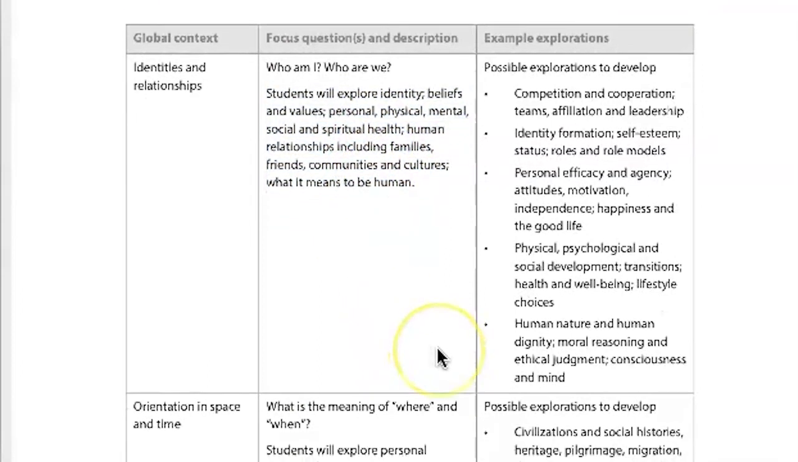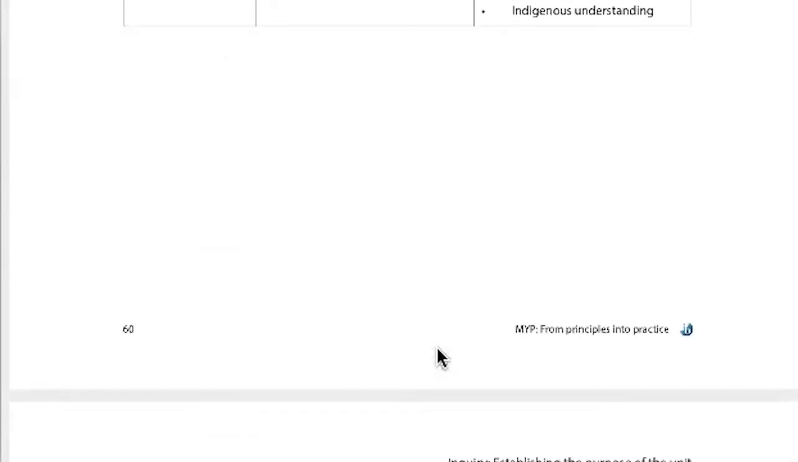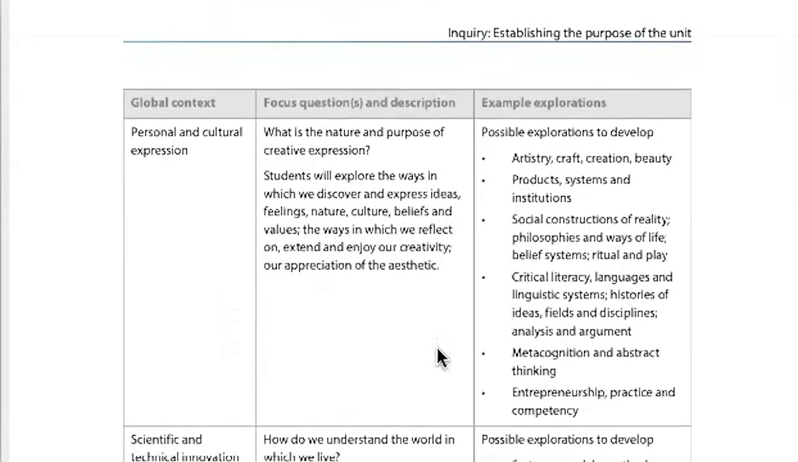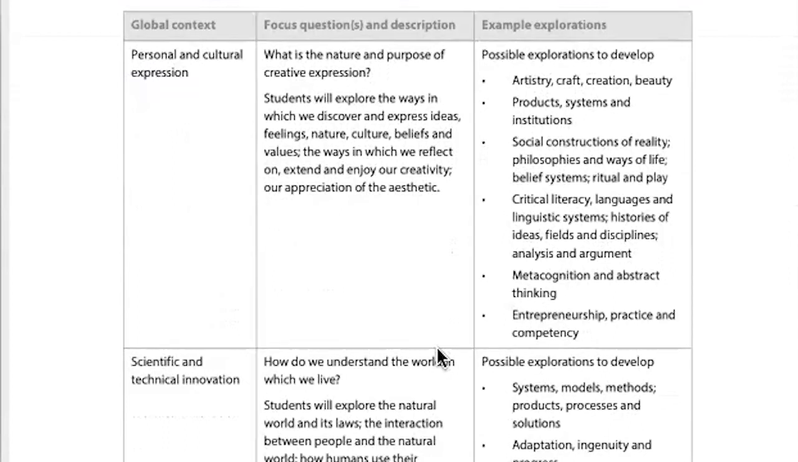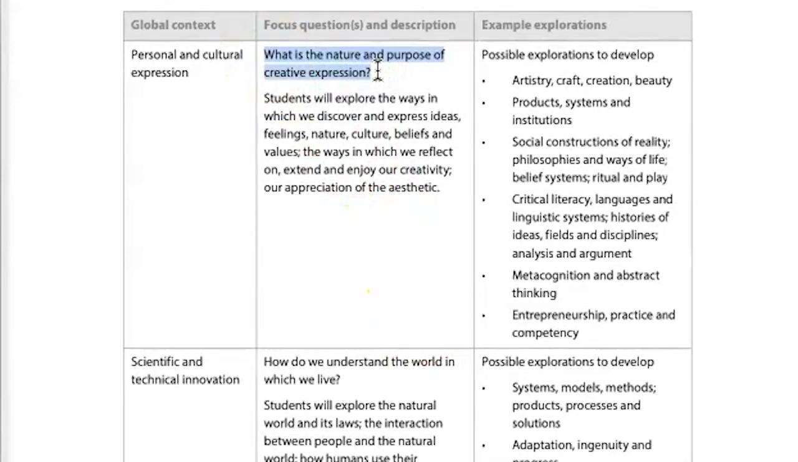And we think about, at a general glance, which global context could be a relevant and engaging context through which to explore that conceptual idea and the unit content. So looking at this question, what is the nature and purpose of creative expression, from the global context personal and cultural expression? That seems to align with the inquiries of the unit. So personal and cultural expression might be selected.